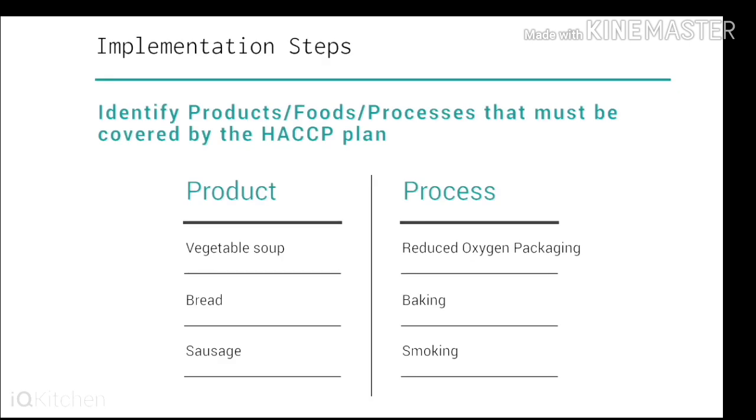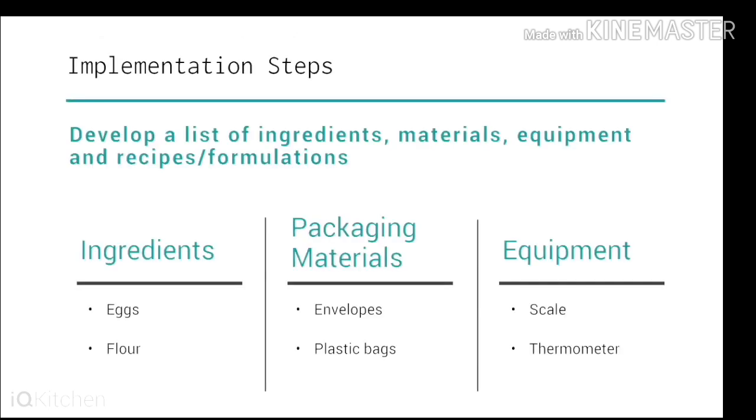2. Identify products, foods, and processes that must be covered by the HACCP plan. Next, the HACCP team should write a categorization of the types of potentially hazardous foods that are covered. 3. Develop a list of ingredients, materials, equipment, and recipe formulations. Review everything that shows methods and control measures that address the food safety concerns involved.